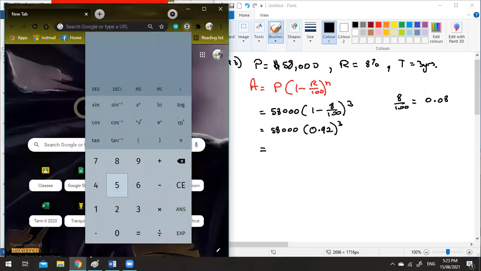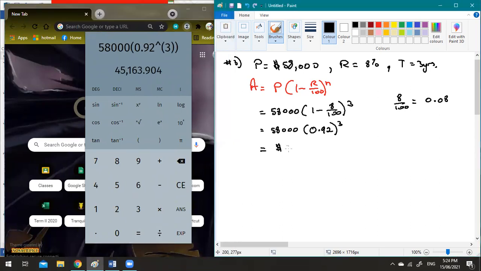So we could do it as you see it in the question, 58,000, open bracket, 0.92 to the power 3, close the bracket, equal. So it will be worth $45,163. And remember, it's money we're dealing with, so you cannot have 3 decimal places, so you round off to 2 decimal places.